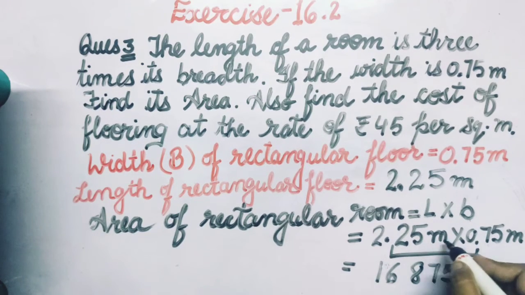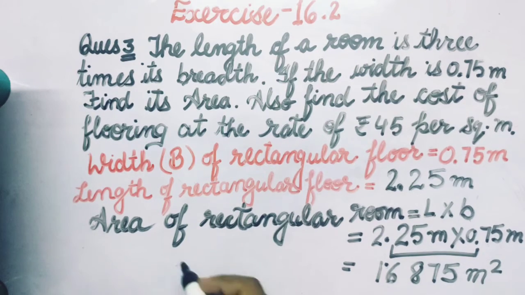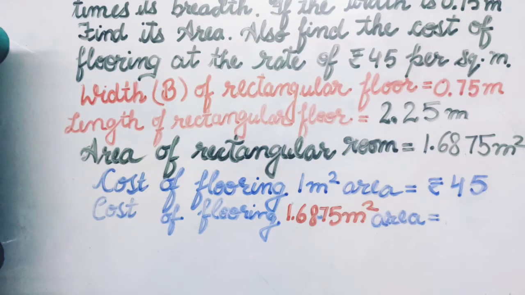Clear? And how many meters are there? 2 meters. So we will write meter square. So the area of the rectangular room is 1.6875 meter square.